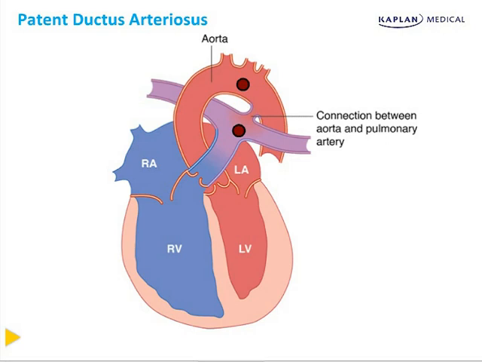So the wide pulse pressure seen in PDAs is because of the increased systolic blood pressure from the overworked left ventricle and the decreased diastolic blood pressure from the leak through the PDA. The bounding pulse is from the increased thrust of the left ventricle trying to compensate for this lack of forward flow.